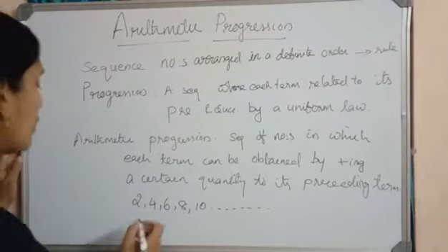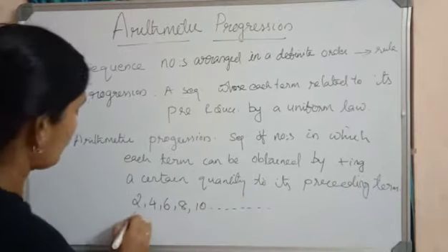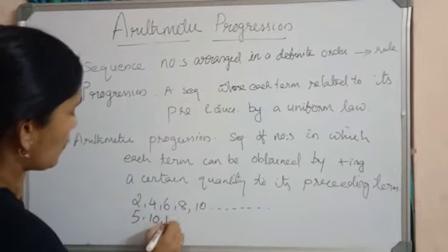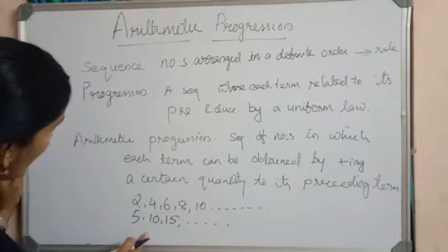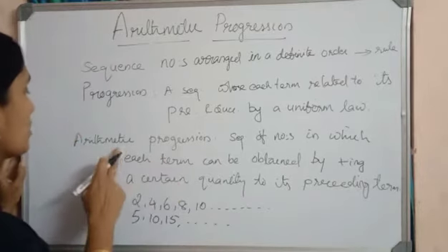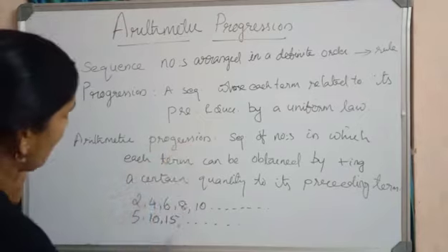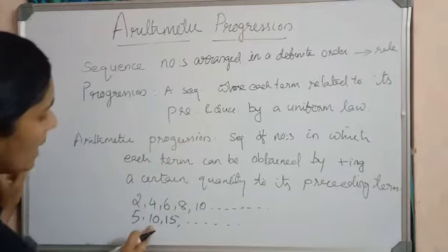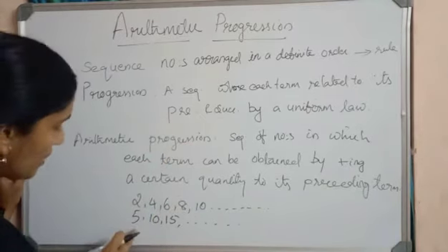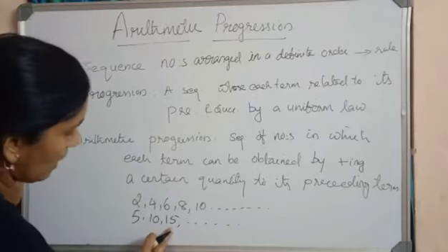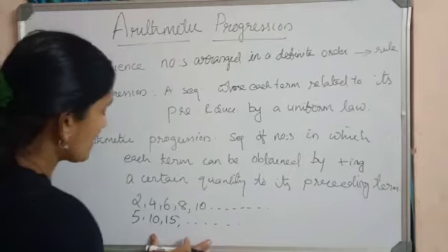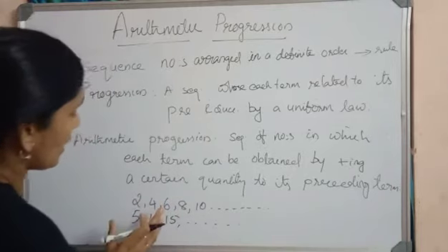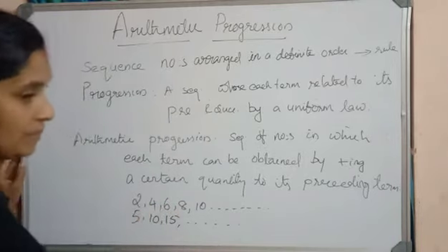Now if you consider one more example, 5, 10, 15, etc. This is also an example of an AP, arithmetic progression. In short, we call it AP. Here also the 10 is obtained by adding 5 to the previous term. 15 is obtained by adding 5 to the previous term. So here also we are obtaining the terms by adding a certain quantity to the preceding term.